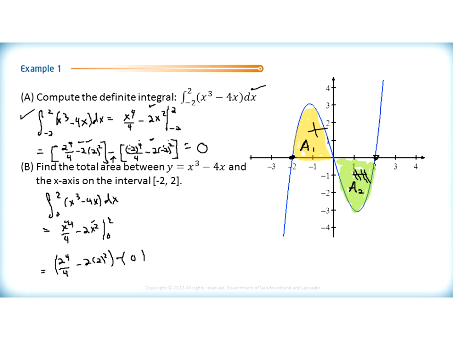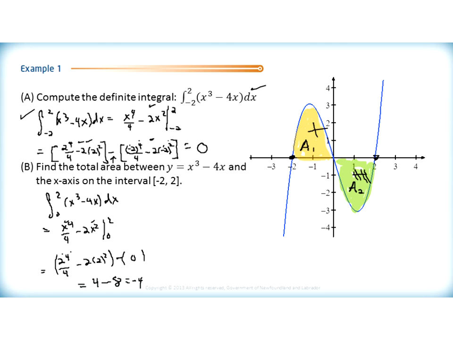So then what that's going to give us is 2 to the power of 4 is 16 over 4, which is 4. Subtract 2 times 2 times 2, which is 8. Okay, something fishy there. Wait a minute. Okay, no, that's fine. So that gives us an answer of -4.